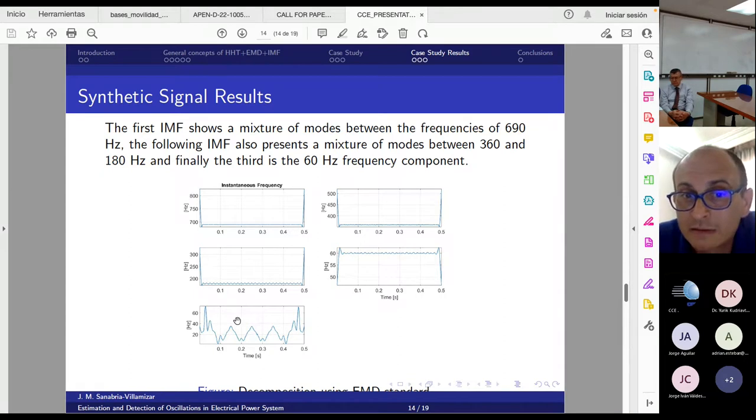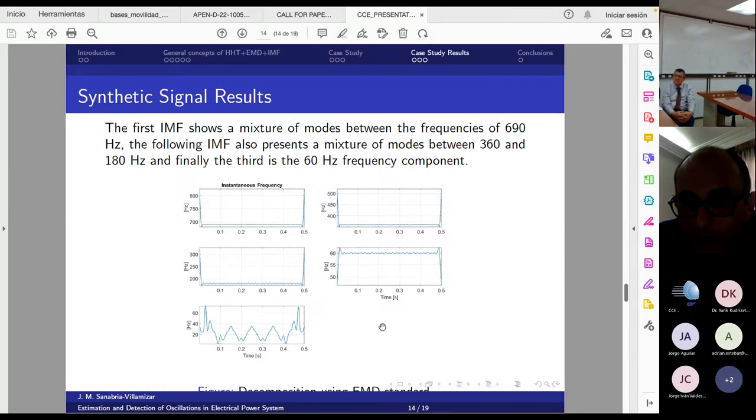And this is the idea of using the method, and to focus our attention only on the component of our interest. I insist that, for example, in this case, if we are only interested in this component, which is 60 hertz, we can use only this IMF.